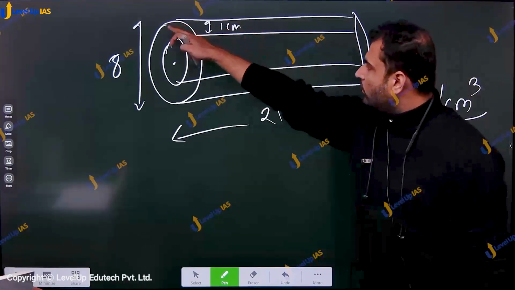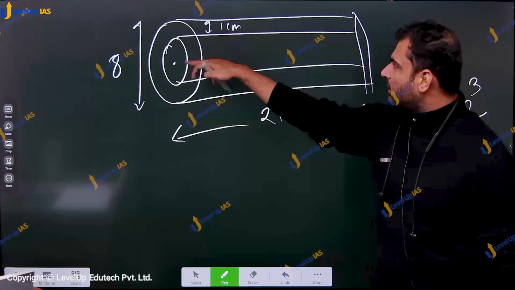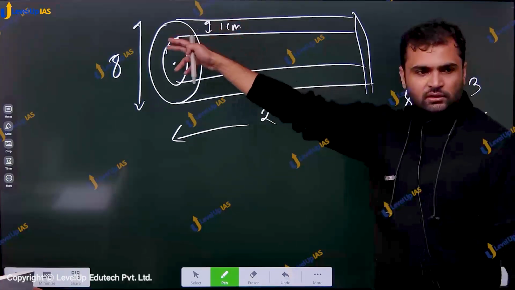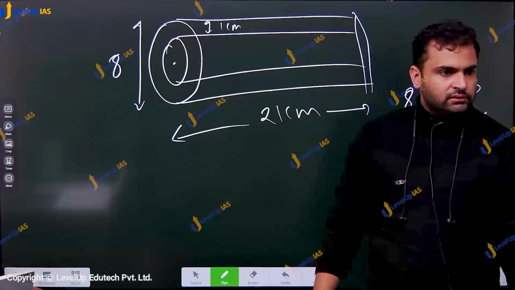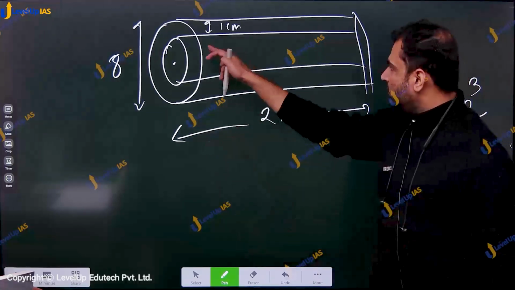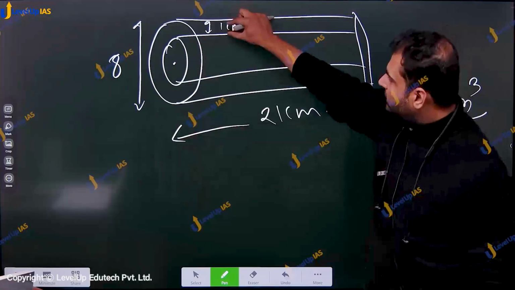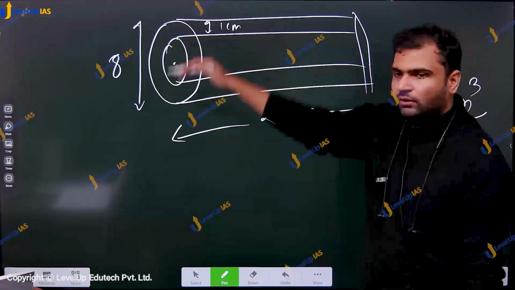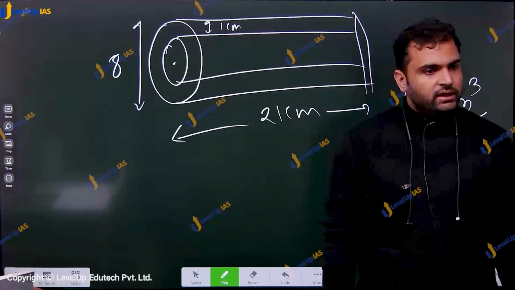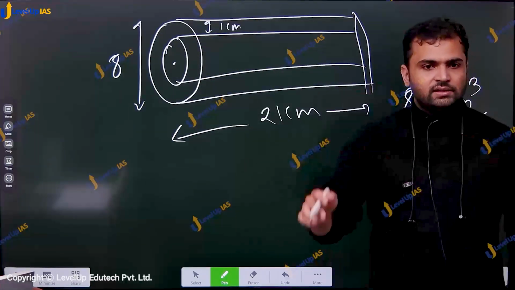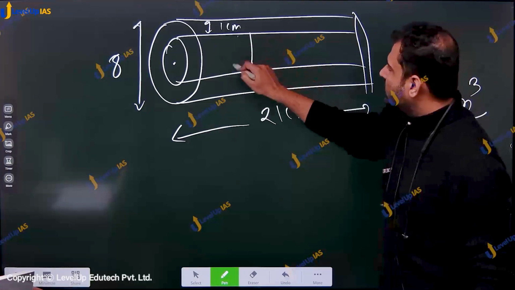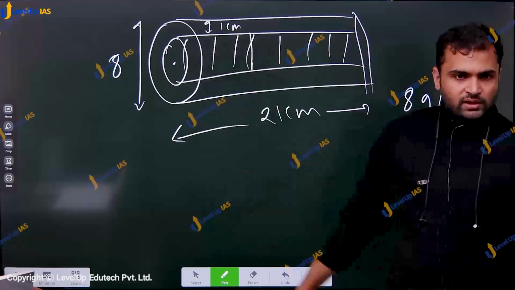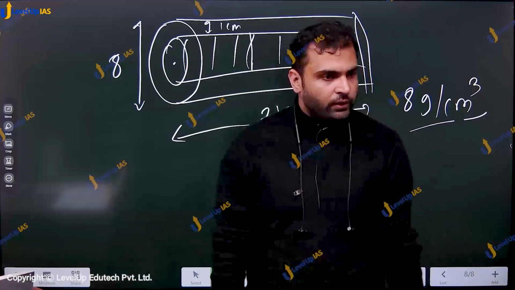You calculate the volume of the outer cylinder and subtract the volume of the inner cylinder, and you will get the volume of the iron rod. In the middle it is hollow, the inside is hollow, but there is this thickness, na? So you have to find the volume of the outer cylinder as if the entire cylinder is there, and subtract the volume of this inner cylinder because it is hollow, and what will remain is what is in between, which is the iron rod.